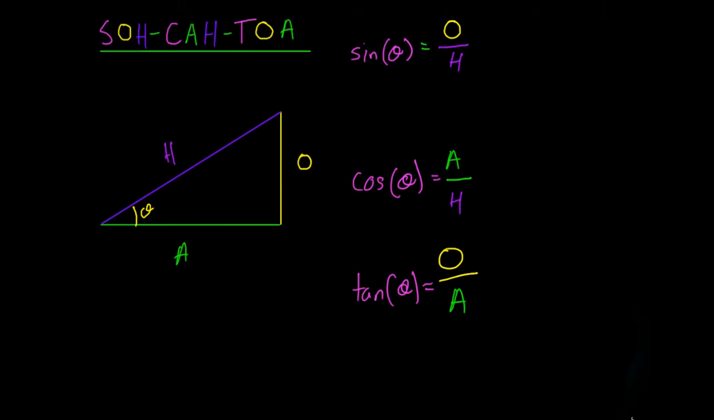Basically what it says is, if you have the sine ratio, so S, this is equal to the opposite side divided by the hypotenuse, and you get Soh. If you have Cah, the cos ratio, denoted with a C, is the adjacent side divided by the hypotenuse side. And the tan ratio, T, is equal to the opposite side divided by the adjacent side.